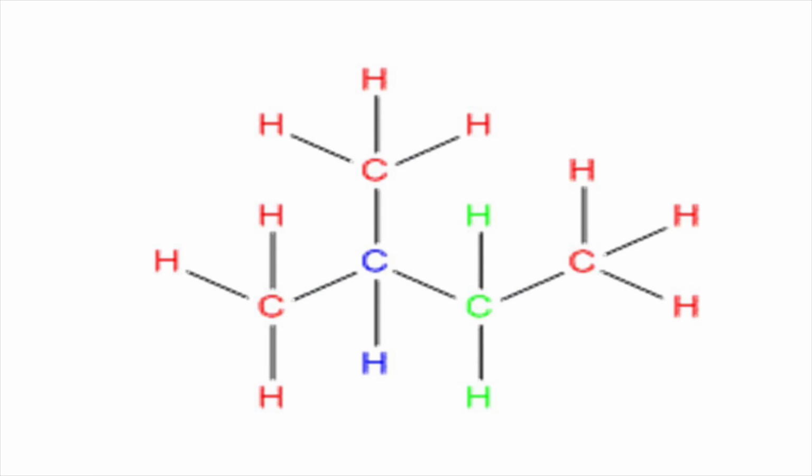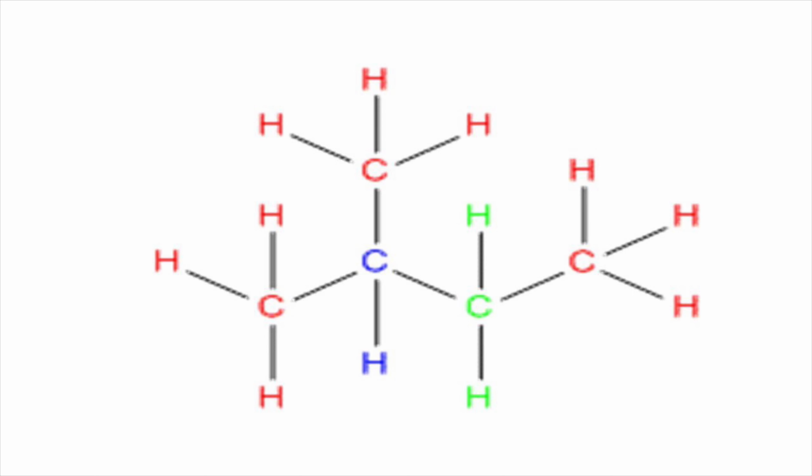In this picture, we can see that there are four colors of carbon and hydrogen atoms. Here the red colored carbon atoms are called primary carbon atoms. The red colored hydrogen atoms are called primary hydrogen atoms. The green colored carbon atoms are called secondary carbon atoms. The green colored hydrogen atoms are also called secondary hydrogen atoms. The blue colored carbon atoms are called tertiary carbon atoms, and the blue colored hydrogen atoms are known as tertiary hydrogen atoms.